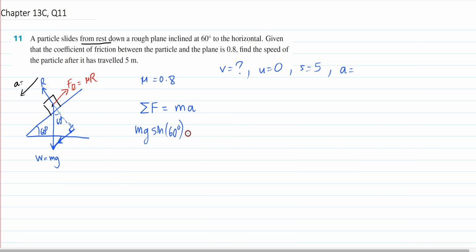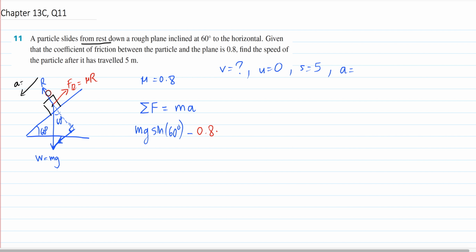And now of course we have to subtract our friction force, because friction is going up the plane, so it's slowing down the object by a little bit. So how do you find friction? It's just the coefficient of friction, 0.8, multiplied by your reaction force. Now the reaction force is over here.